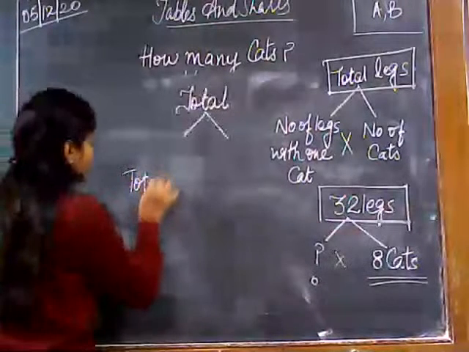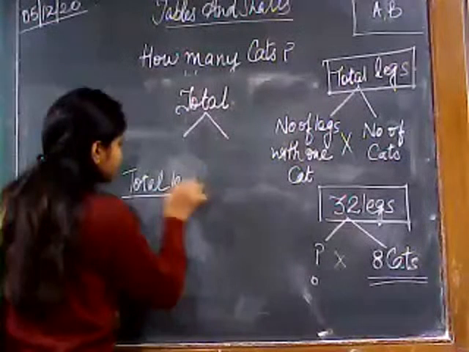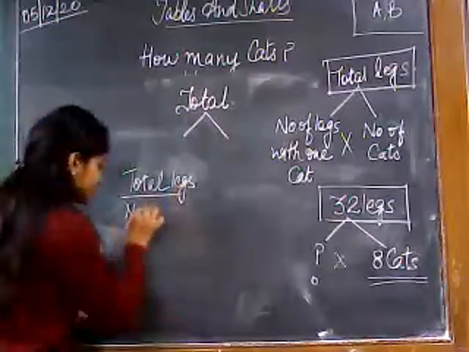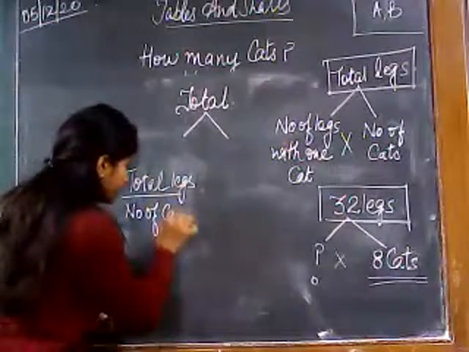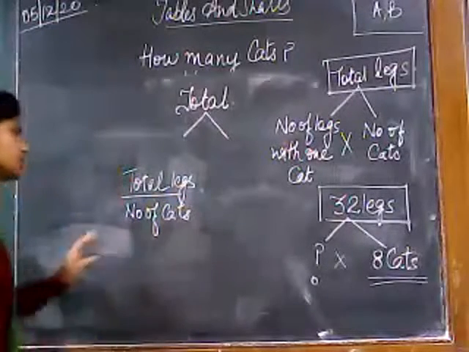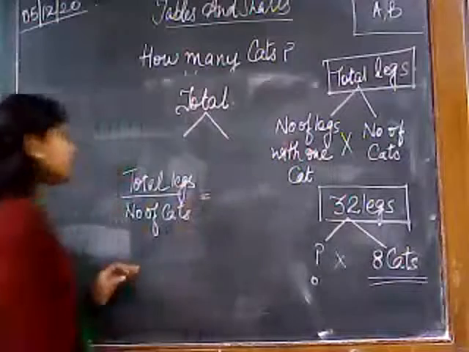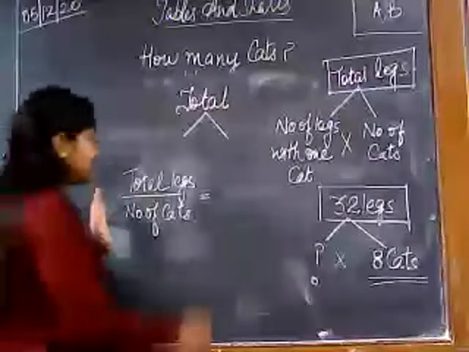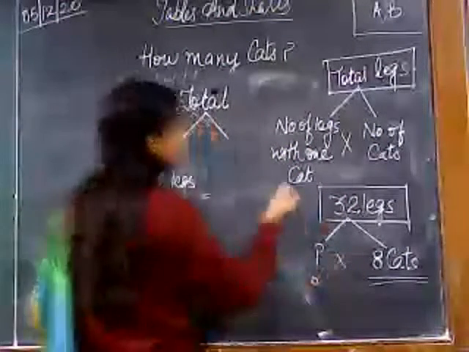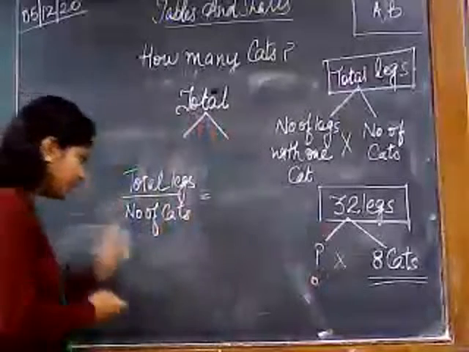So we will divide the total legs by the number of cats. We will divide total legs by the number of cats. So we will find the answer. What will we find? We will be able to find the number of legs with one cat.